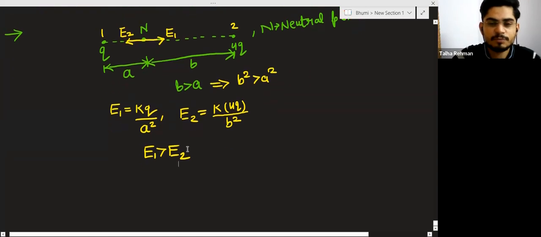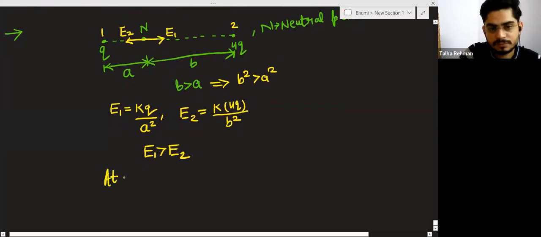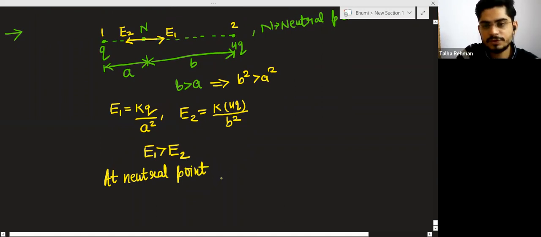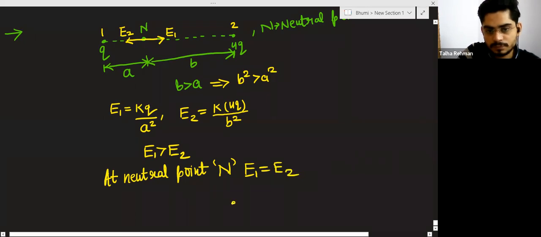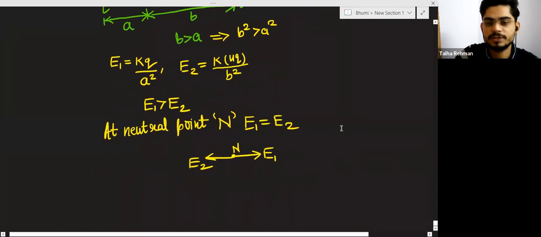I am just telling this for your revision. At neutral point N, E1 is equal to E2. This is the neutral point. This is E1, this is E2. Both are equal and opposite in direction. So at point N there is no electric field.